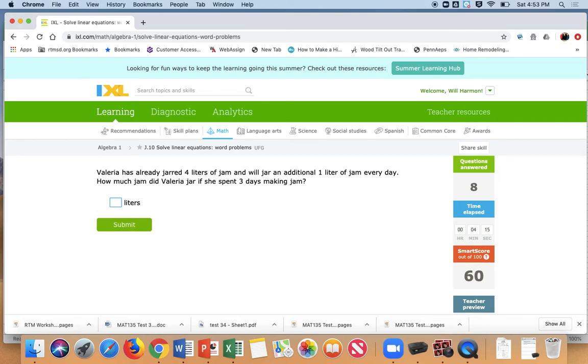Valeria has already jarred 4 liters of jam and will jar an additional 1 liter of jam every day. How much jam did Valeria jar if she spent 3 days making jam? So if we've been jarring for 3 days, so that's 3 times 1, that's 3, plus the 4 we already have, that's going to be 7.